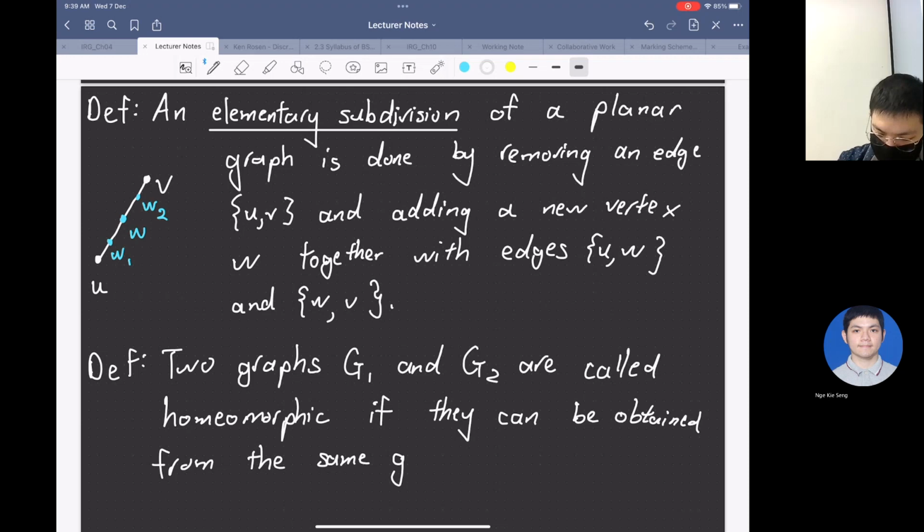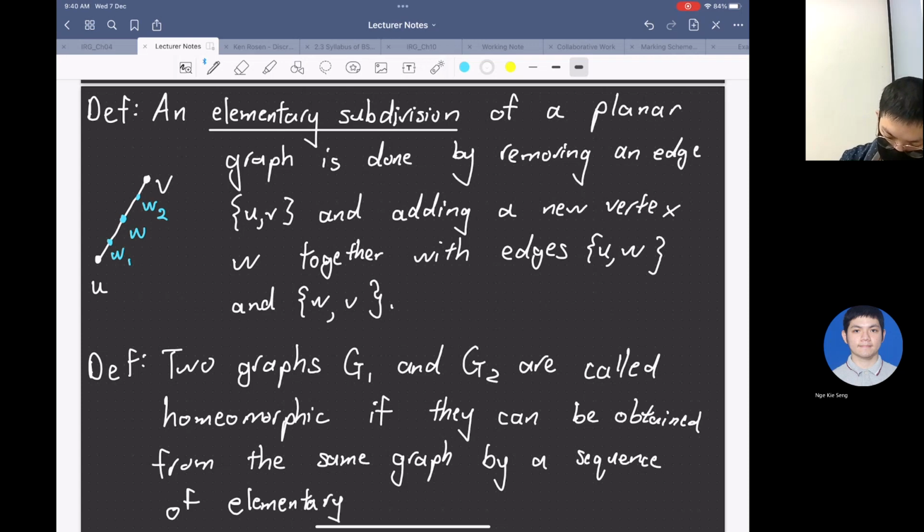So just now I introduced one process, right? I must use this process. So how are you going to use it? If they can be obtained from the same graph by a sequence of elementary subdivisions. Mathematics is like this: when I introduce one thing, that means I want to use it later, and then keep going.